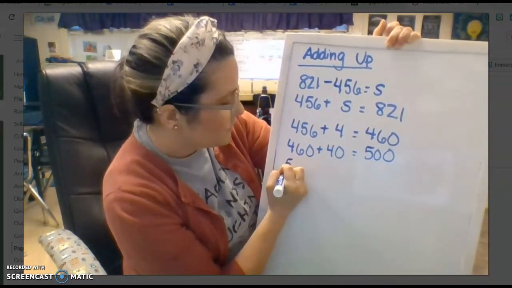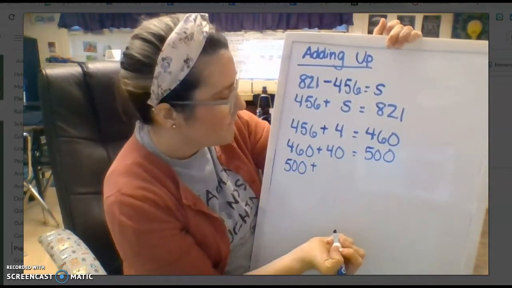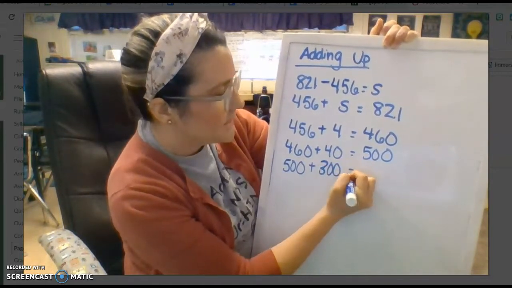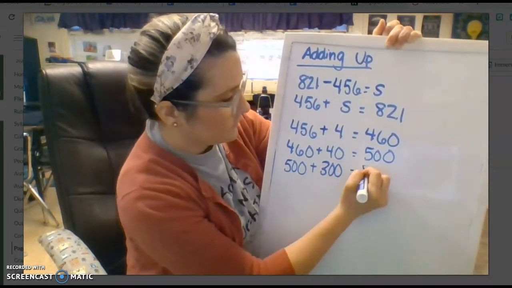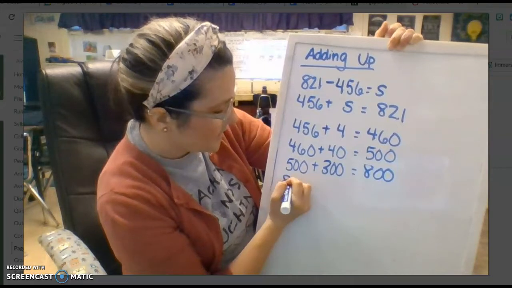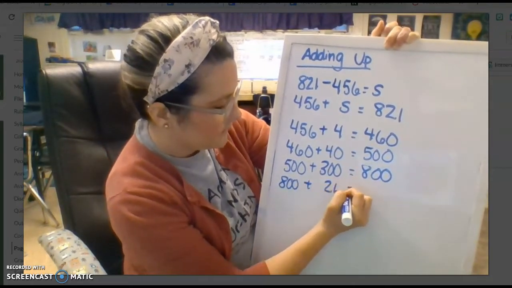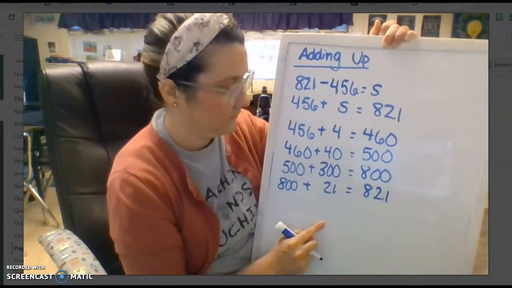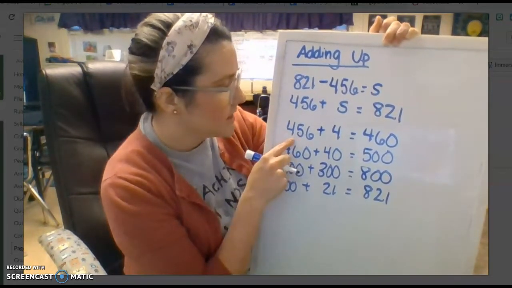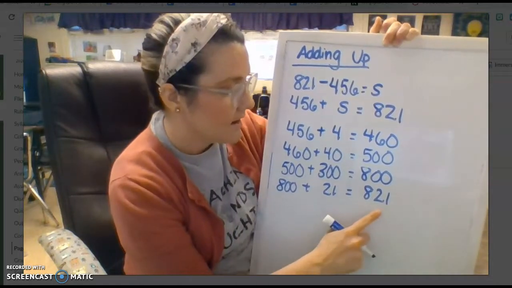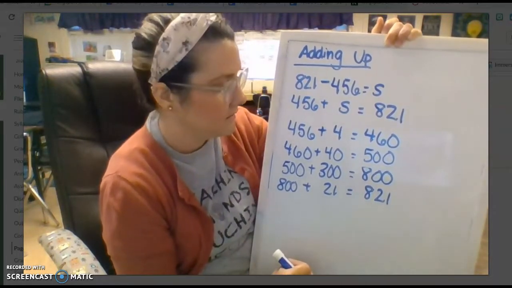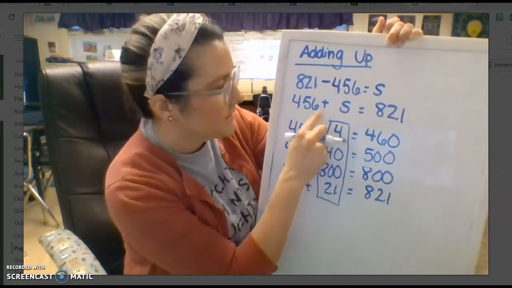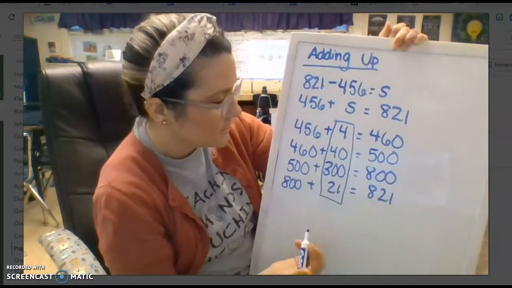Now, to get to 821, 500 plus, let me do this. I'm going to go ahead and get to 800. So then all I have to do is add 21. Okay? Now, where is my answer? I started at 456. I ended at 821. My answer is in what I added. What I added to get there. And doesn't that make sense looking at my equation?